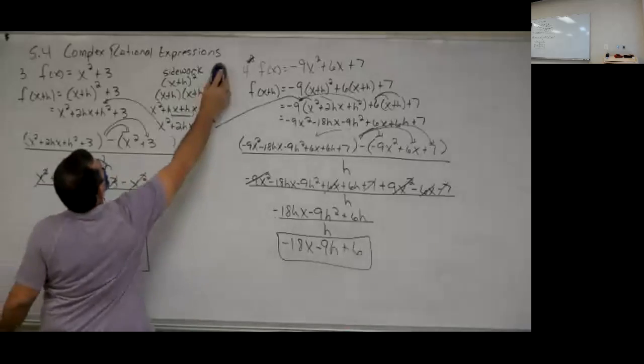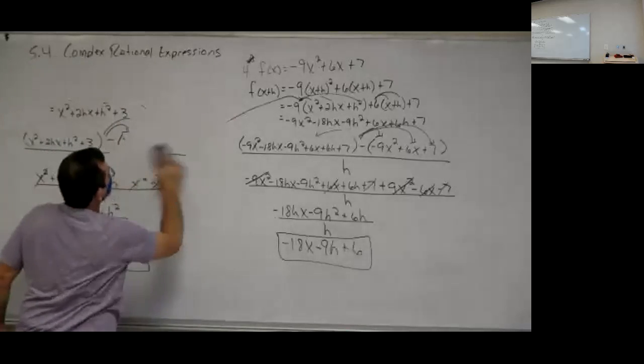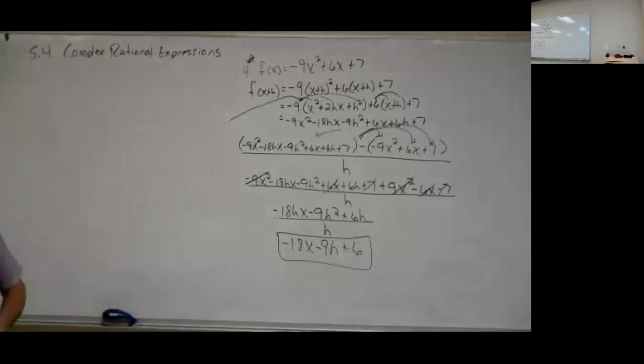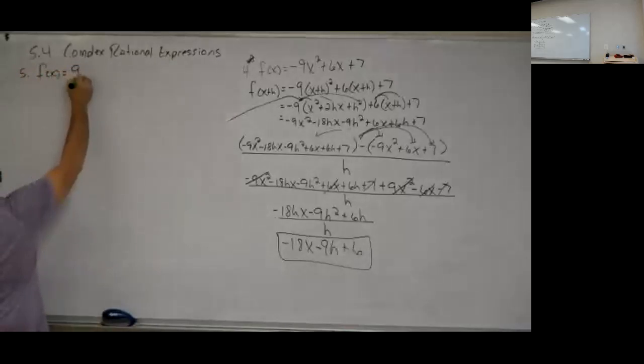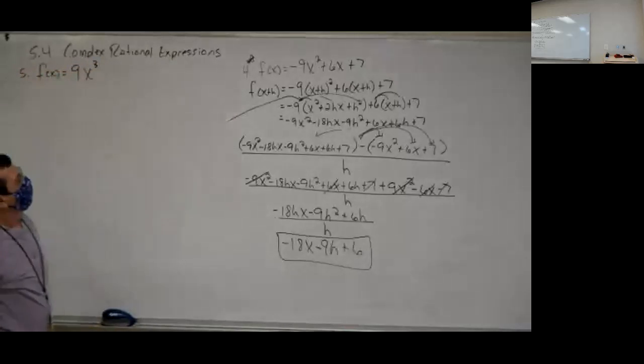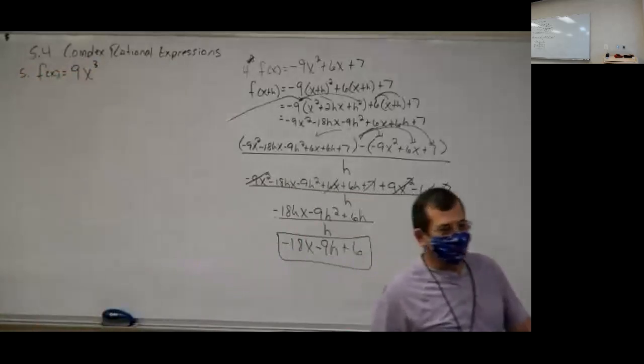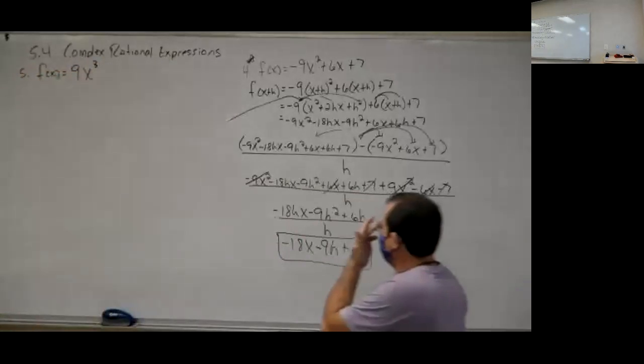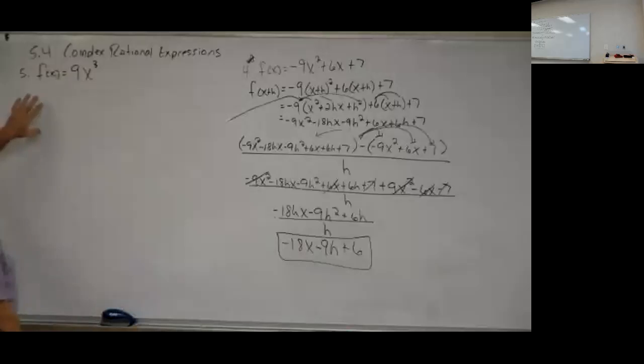All right, so let's see what we do on this one. So the little one's just going to be little. The last one's little. It's just 9x to the third. But don't let that little term fool you. It's got a fairly big exponent on it, over 3. Okay? So what I need to do is find f of x plus h.